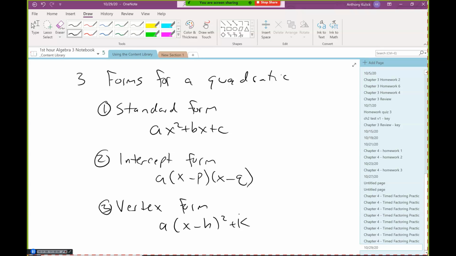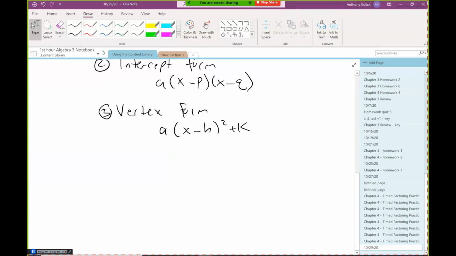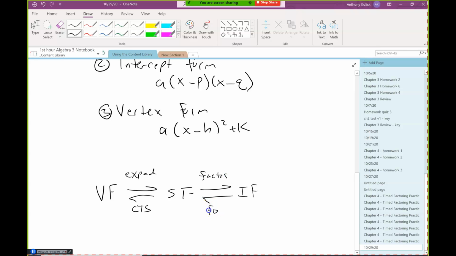And these should all kind of ring a bell, right? These are all things that we worked with a little bit in worksheet 1 earlier. And then we spent some time moving back and forth between these forms. Right, and we drew this little diagram that had how we move back and forth between these different forms.